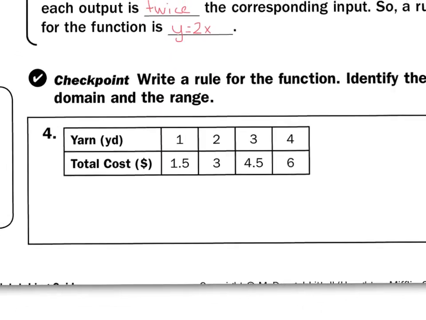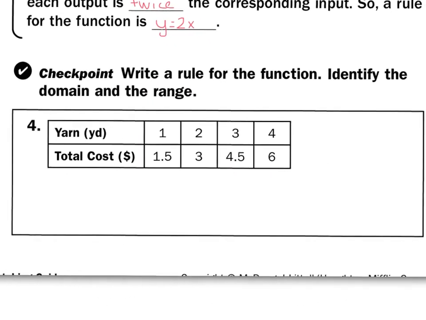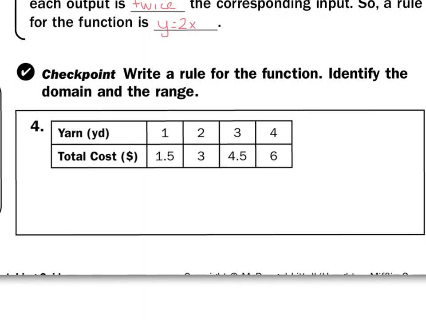And for our last checkpoint, you might try to stop this and attempt the problem on your own. When I look at my inputs to my outputs, the yard is the input, and the total cost is the output, we need to figure out what is going on here. One easy way to look at this is to find the 1 in the problem, if there is one, and to see how it changed, how we could get from 1 to a 1.5.